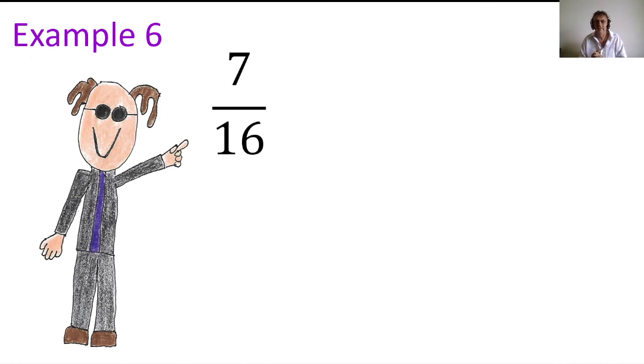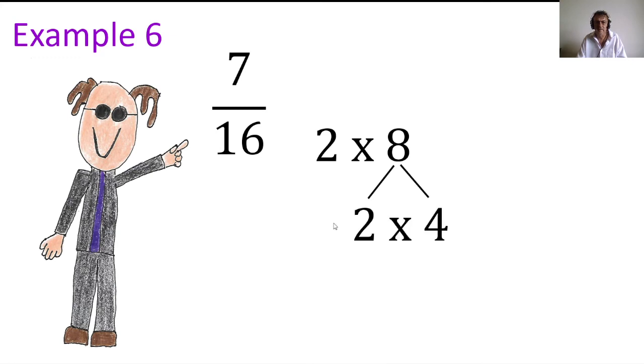Okay, another example. 7 over 16, 7/16. Now, can we factor 7? No. 7 is a prime number. It cannot be factored. Can we factor 16? Yes, sure we can. 2 times 8, but there are no common factors. We can factor 8, gives us 2 times 4. There are still no common factors, and the factors of 4, as we already know, are 2 times 2. There are no common factors.